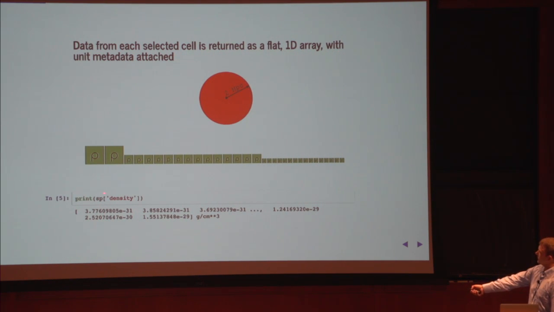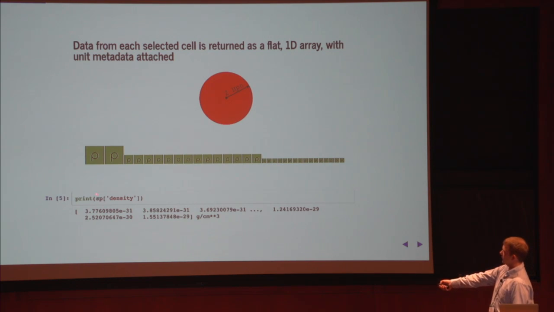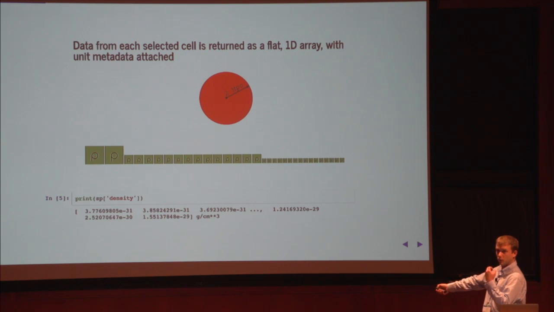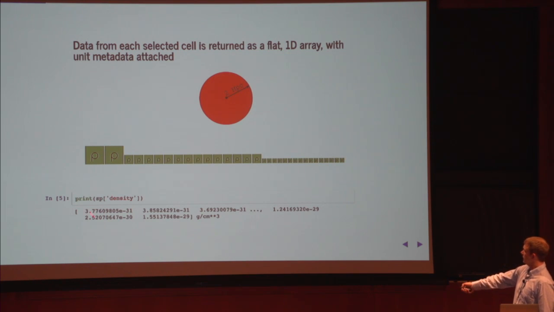And if you query the sphere object and say, give me the density, using standard Python dictionary-like syntax, print sp density, it will return a data array. If you're familiar with Python, this is a numpy array. This is basically like a 1D numerical array like you would have in C or Fortran. It will give you the density in that sphere as a 1D array with units attached. I'm going to be showing units throughout the talk, but we'll go into more depth on that in a little bit.